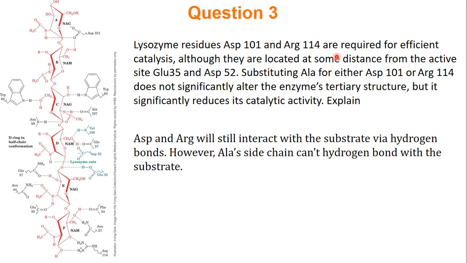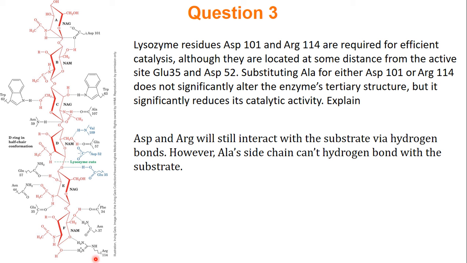Our third question looks at lysozyme and the amino acids that are around the substrate and not those participating in the catalysis directly. That is ASP101 and ARG114. Now, we need these for this catalyst to be successful, but they aren't actually the amino acids doing the chemistry. So let's say we take these and we substitute alanine. If we look at the overall 3D structure, it really doesn't change, but the catalytic rate goes down a lot.